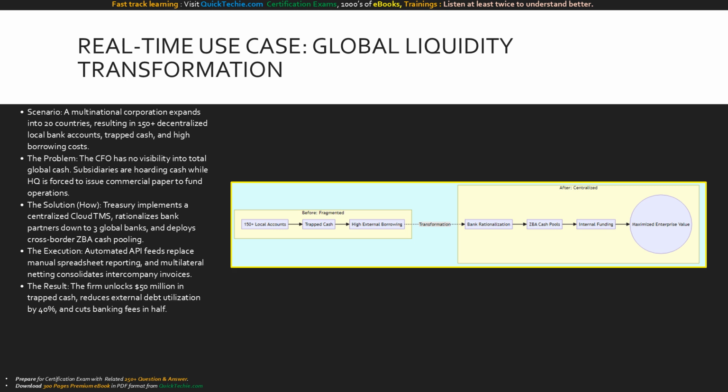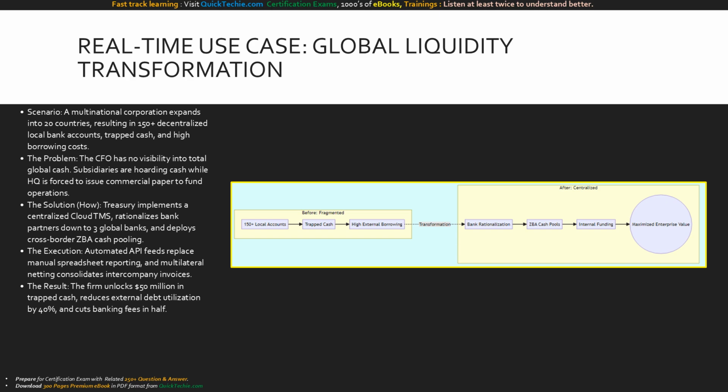trapped cash. They used this newly visible liquidity to pay down external debt, reducing their borrowing needs by 40% and cutting their overall banking fees in half. This is how Treasury becomes a strategic value creator. This visual starkly contrasts the before and after states of our use case.